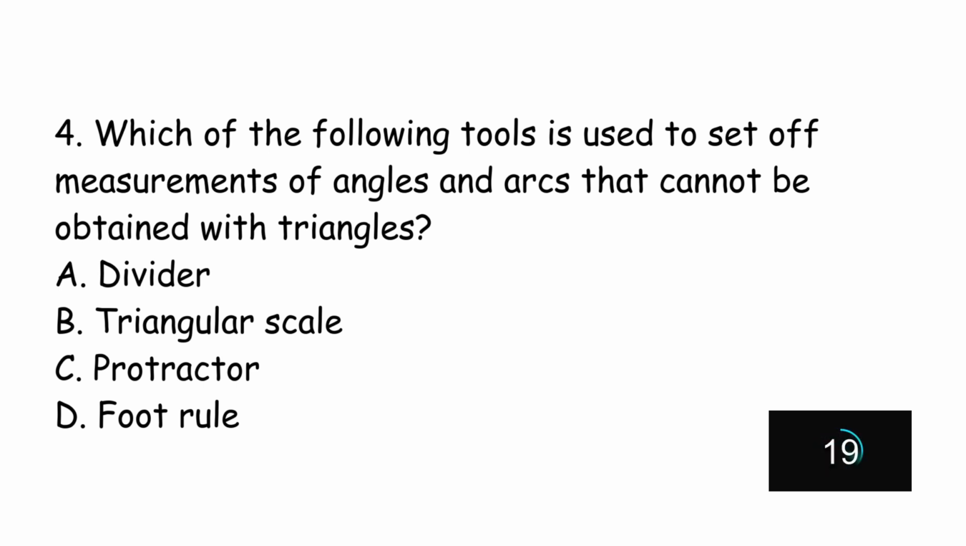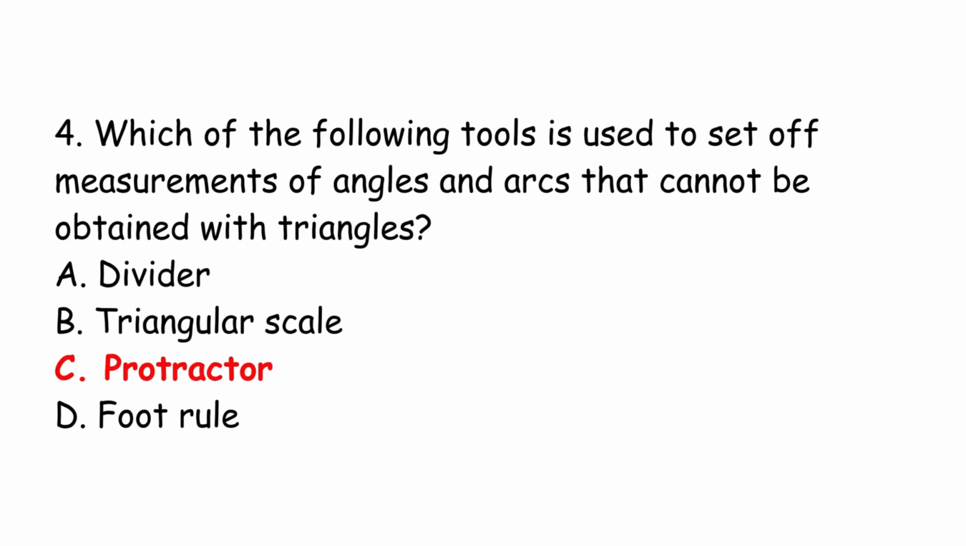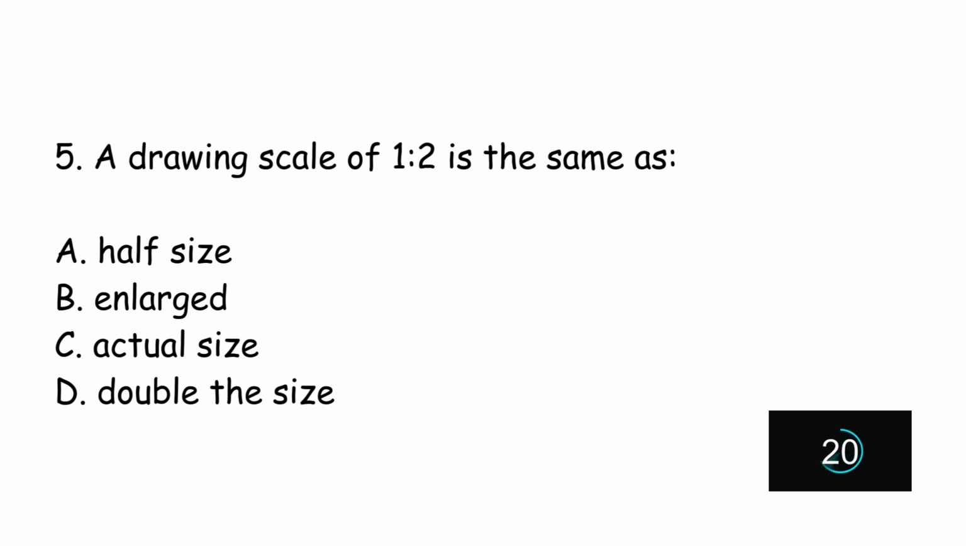Question number 4. Which of the following tools is used to set off measurements of angles and arcs that cannot be obtained with triangles? A. Divider. B. Triangular scale. C. Protractor. D. A foot rule. The correct answer is C. Protractor.